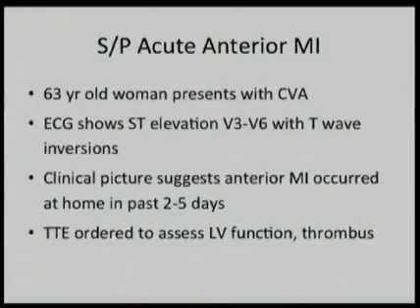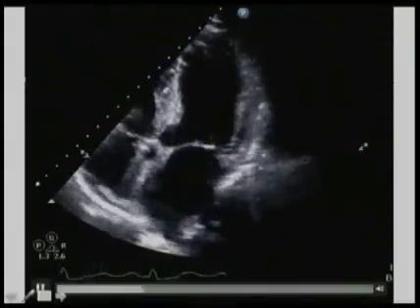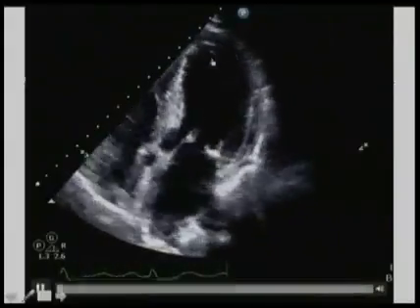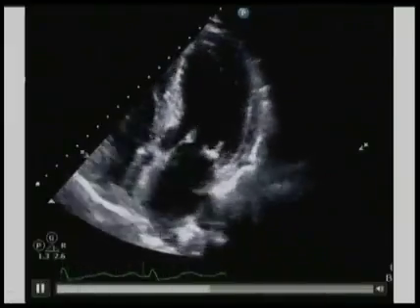Here's another patient. This lady had a stroke and presented to our hospital with ST elevation, but also T-wave inversions that looked like this was an MI that was maybe a few days old. And so a transthoracic echo was ordered to assess left ventricular function in the presence of thrombus. And here's her baseline echo. It looks okay. There's a little shadow here. Maybe that's a thrombus, maybe not. We decided to give contrast to see.